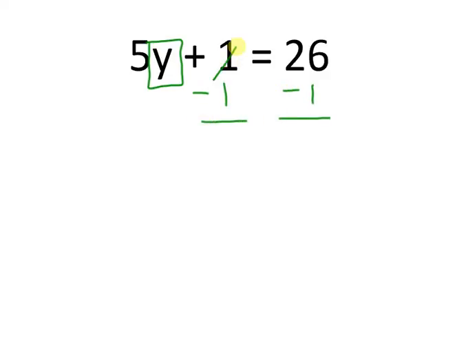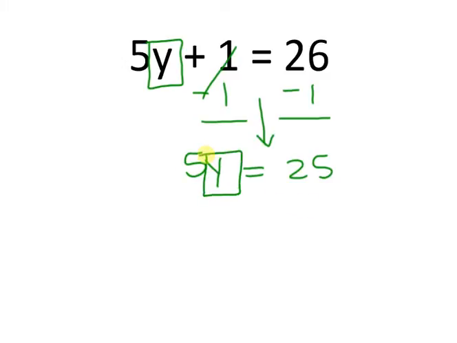My plus 1 minus 1, they cancel, and I'm left with 5y. I bring down my equal sign. 26 minus 1 is 25. I have a one-step equation, 5y equals 25. I'm going to box my variable.